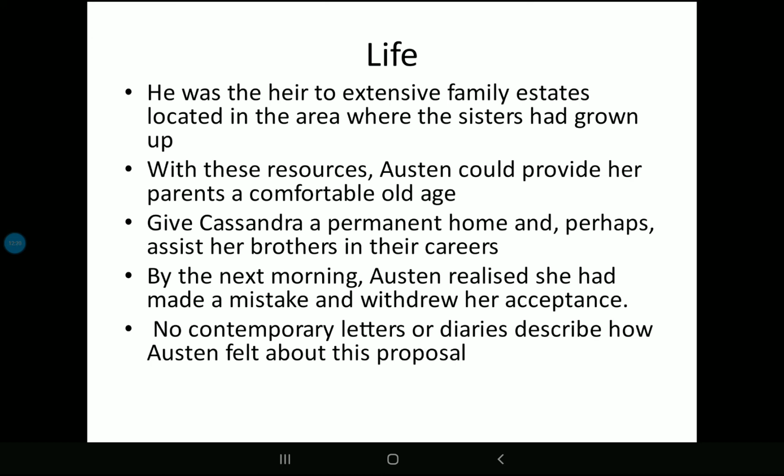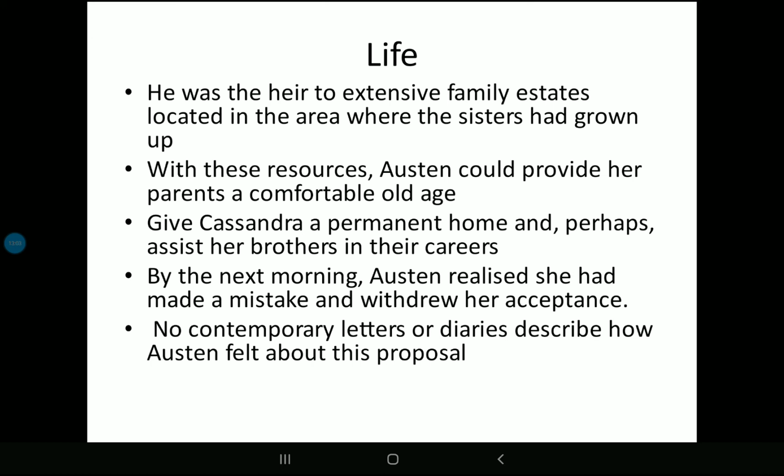But the next morning, Austen did something bizarre, something out of context. She rejected the acceptance. The day after she accepted, saying she was accepting his proposal, the next day she decided to withdraw her acceptance, and she realized that it was a mistake. No contemporary letters or diaries describe how Austen felt about this proposal. There is no evidence, you won't find any official records where you could understand what happened or why these things happened.